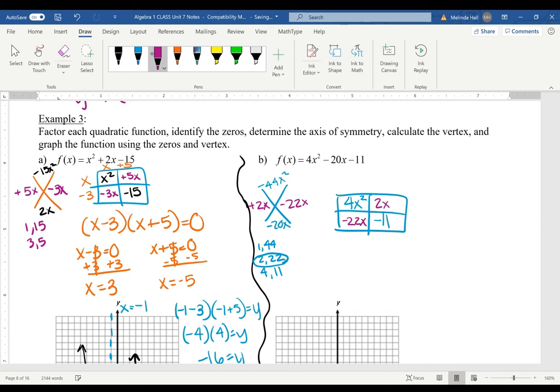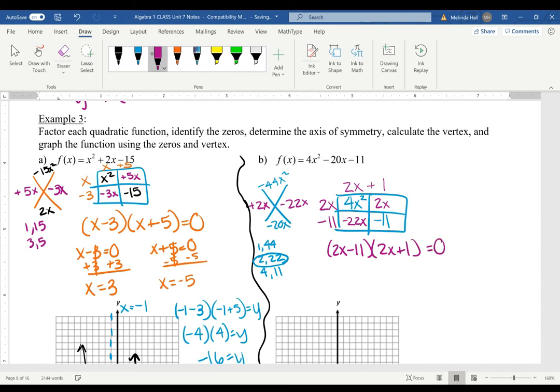So from the first row, 2 and 4, I can take out a 2, and then I can take out an x because they have x in common. Since I took out a 2x, 2x times another 2x is what gives us 4x squared. And then 2x times 1 is what gives us 2x. And so then, since I took a 2x from this column, I'm going to take 2x from negative 22x, which would give me negative 11. And negative 11 times positive 1 gives me negative 11. So I know that my two factors are 2x minus 11 and 2x plus 1.